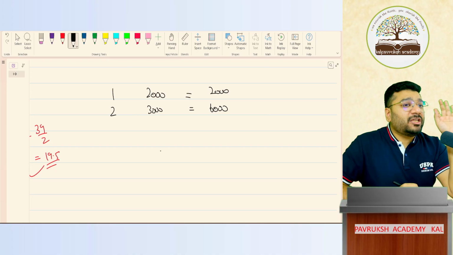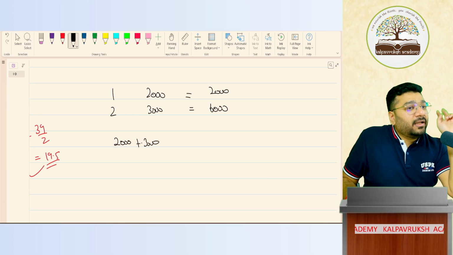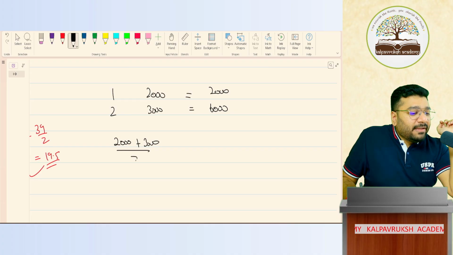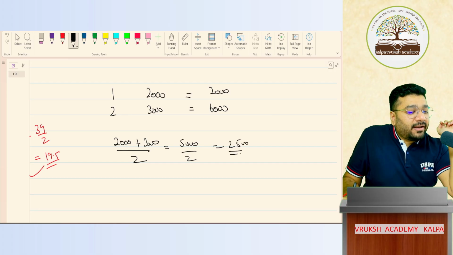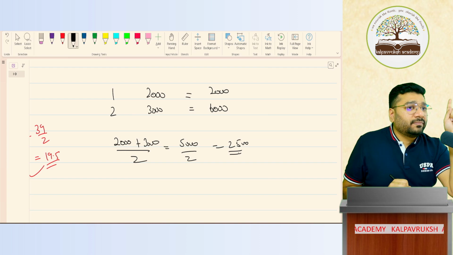Now if you take a simple average, what will happen? There are two values, 2,000 plus 3,000. Add both and divide by 2. 5,000 divide by 2, which is 2,500. Got it? Not got it? Is this correct? No. Why is it not correct?